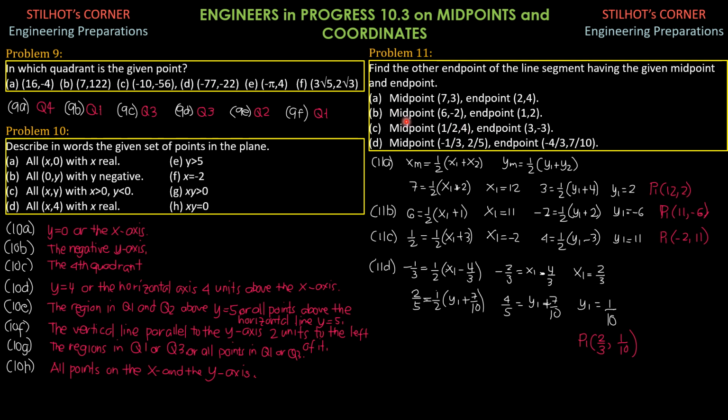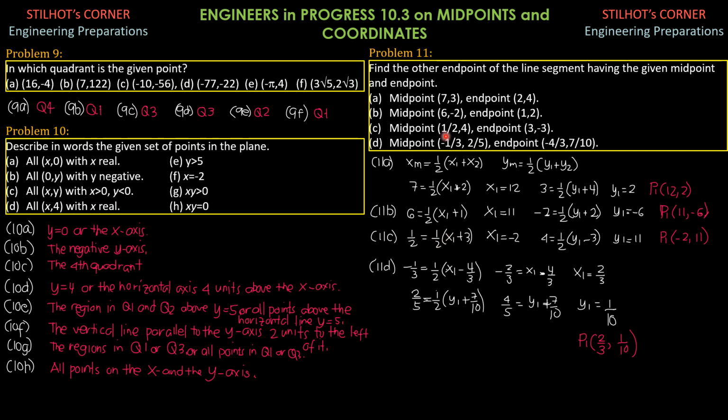For B, 6 is 1/2 of quantity x1 plus 1. So 6 times 2, 12, then minus 1 is 11. So x sub 1 is 11. Likewise, negative 2 is equal to 1/2 of quantity y1 plus 2. So 2 times negative 2 is negative 4, minus 2, transpose to the left, so negative 6. So y1 is negative 6. So the other endpoint, therefore, will have coordinates of 11, -6.